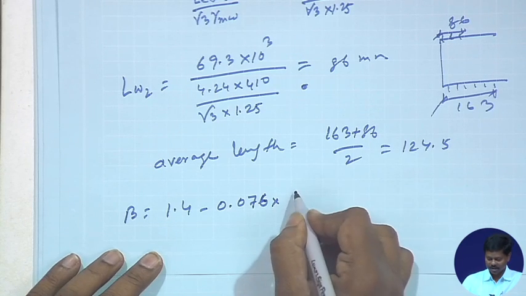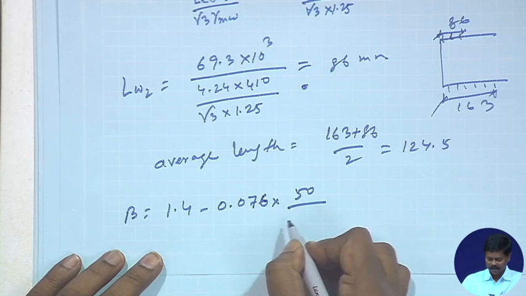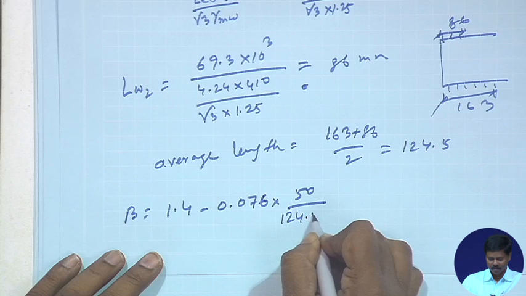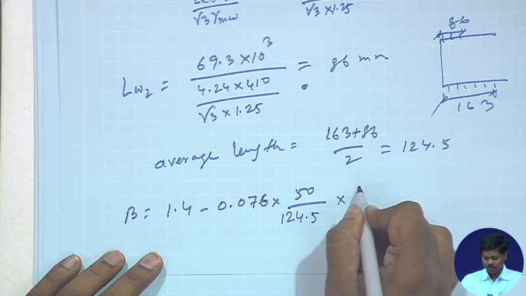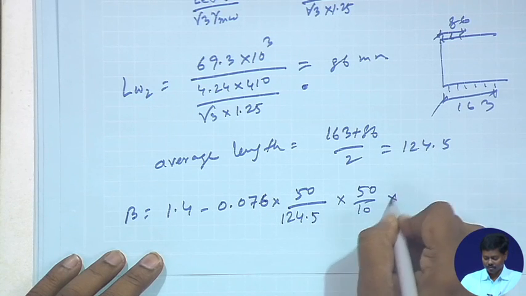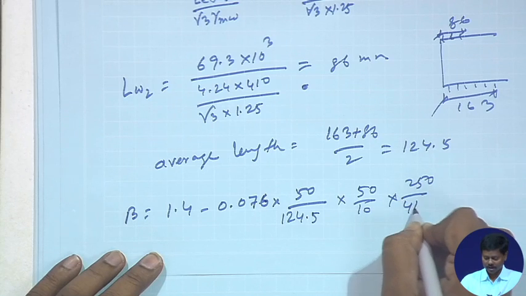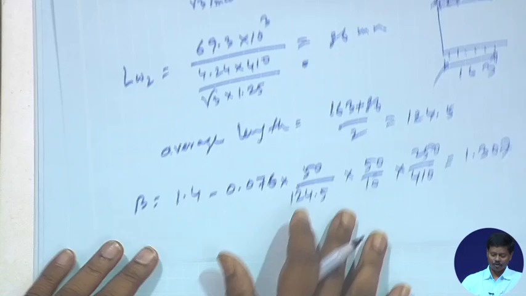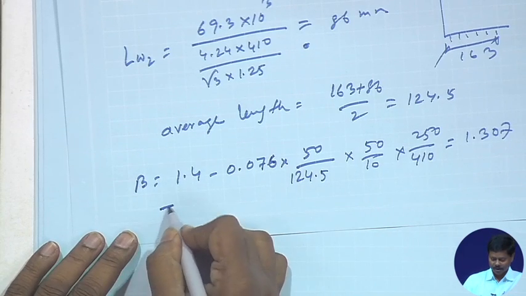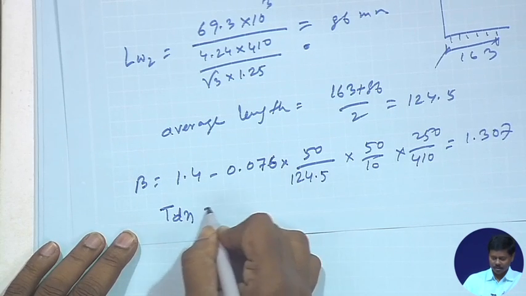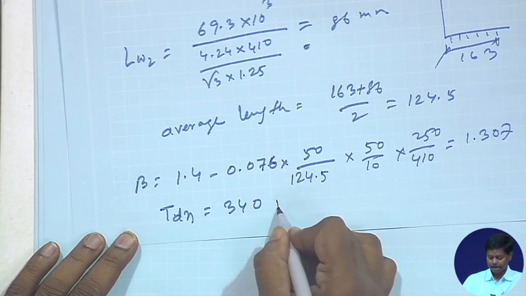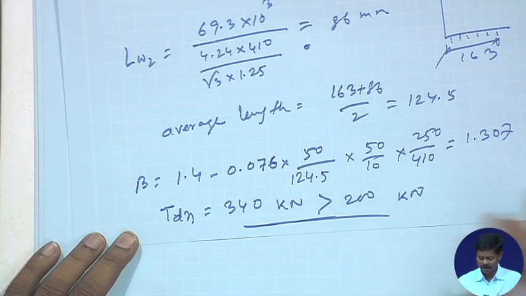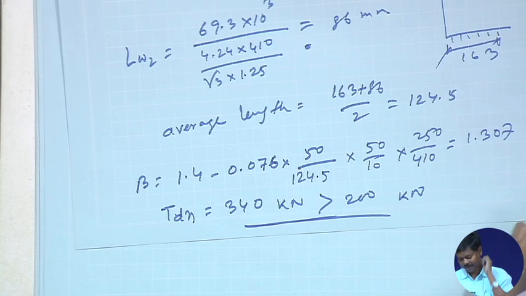So, here beta is 50 by Lc, in place of 165 we can consider 124.5 into 50 by 10 into 250 by 410. So, this value is coming 1.307. So, with this new value, the Tdn value we can find out as 340 kilonewton, which is greater than 200. So, this is okay.